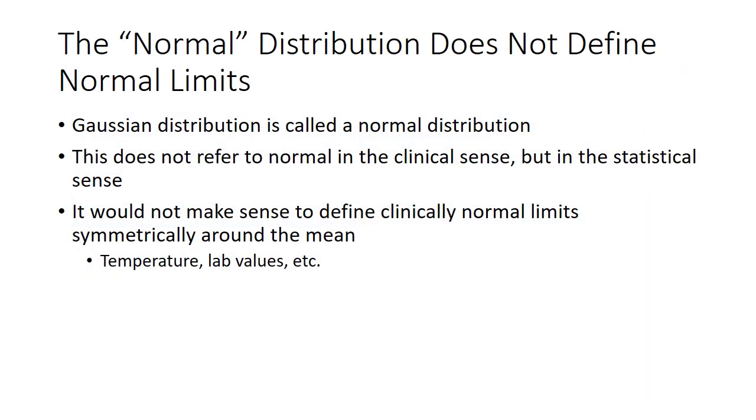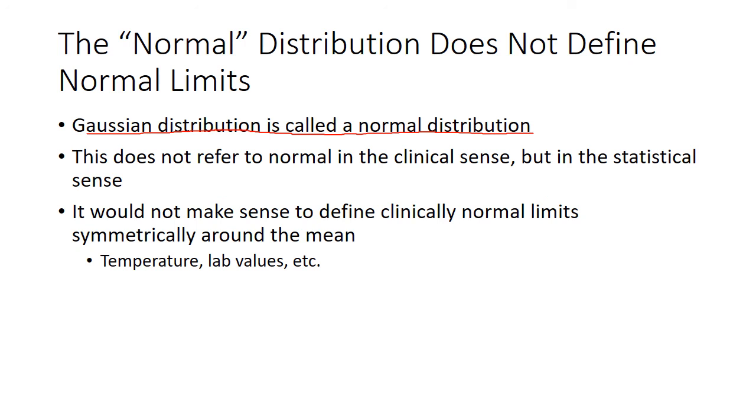Another important point here is that when we talk about things that are normal in the statistical sense, it does not necessarily mean normal in a clinical sense, right? It all depends on what your observations are, the population that you're looking at, etc. And again, we mentioned the Gaussian distributions are also called normal distributions. I'll probably refer to it as a normal distribution more often than not, but this does not refer to being normal in a clinical sense, but specifically in a statistical sense, okay?